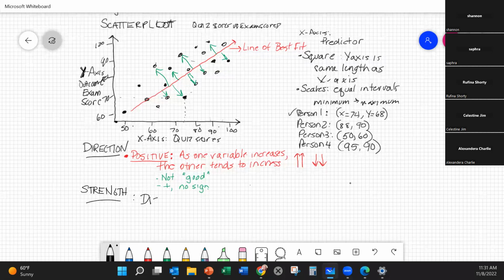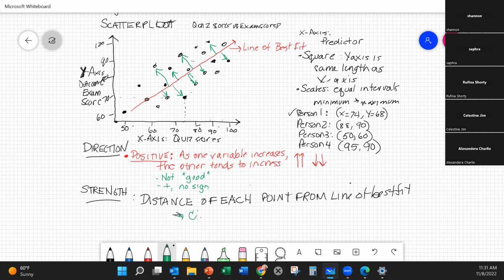The strength, the distance of each point from the line of best fit. And so we can say the closer the points are, closer equals stronger. Farther equals weaker. And so this is a basic overview of the scatter plot and a real fundamental look at what we can learn from the scatter plot.